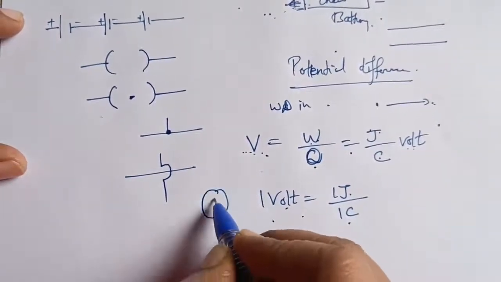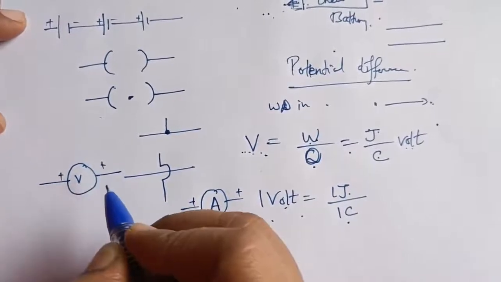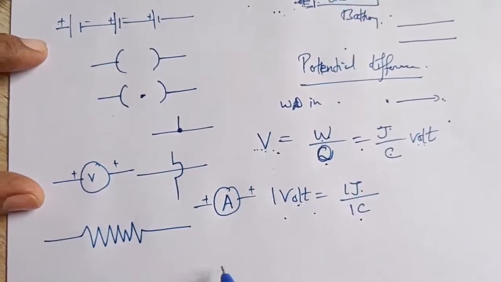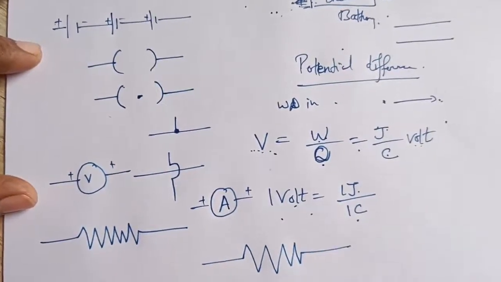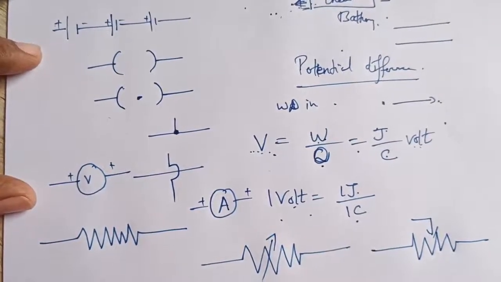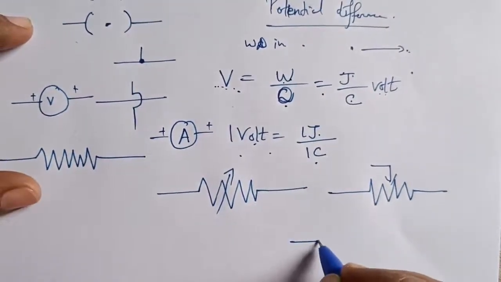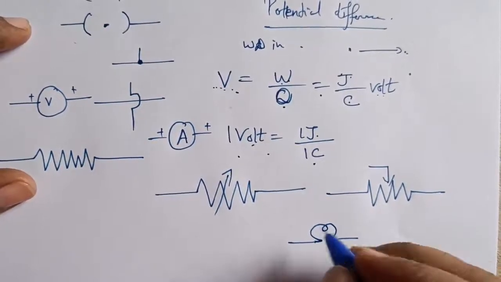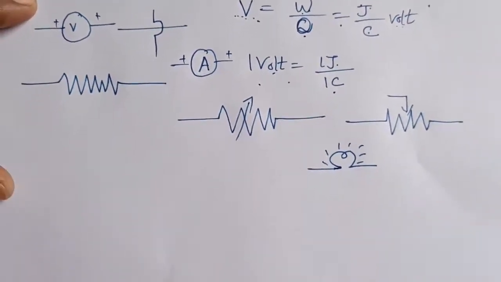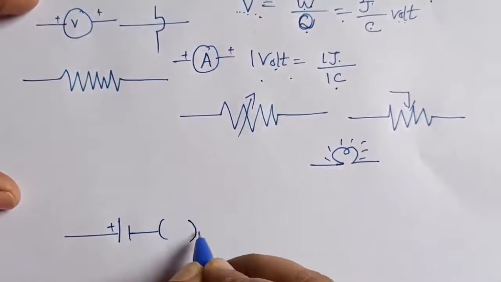Then the ammeter is represented like this. The voltmeter is represented like this. A resistor, that is resistance, is represented like this. A variable resistance is represented like this, and a rheostat is represented like this. Then, one more thing, a bulb is represented like this, and a glowing bulb is represented like this. So these are some of the symbols used in the circuit diagram. And you know what an open circuit is: an open circuit means the link is not connected, whereas in a closed circuit the switch is closed.